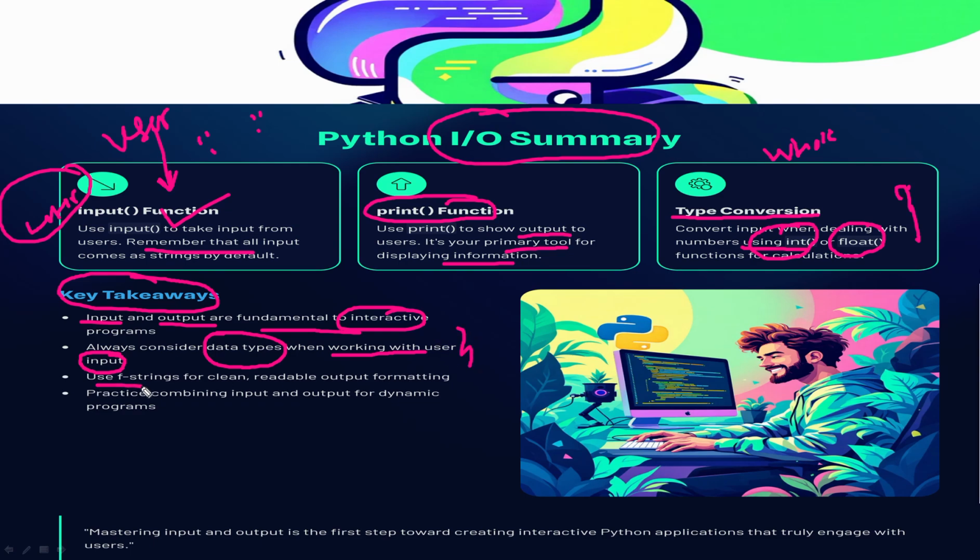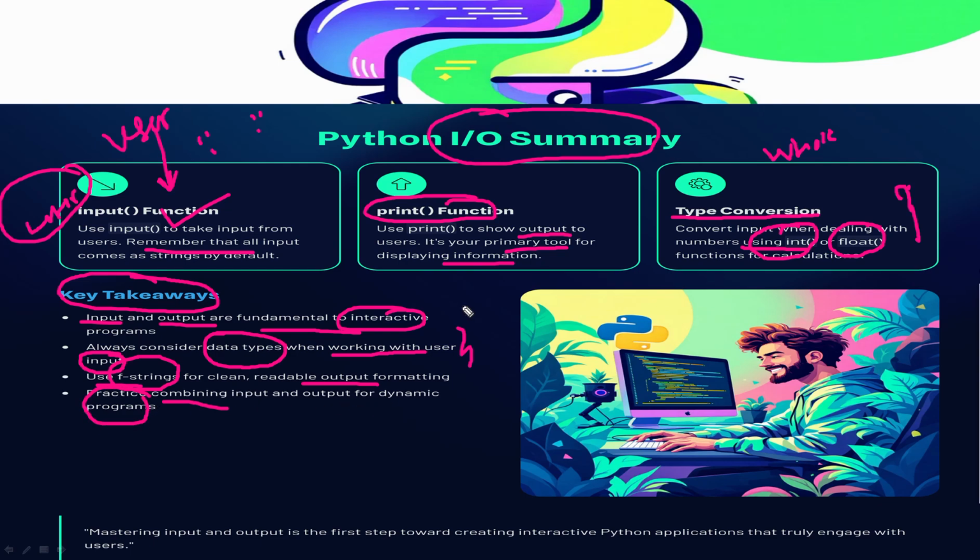Then use f strings for clean, readable output formatting. The f string is one of the modern techniques. We are using f strings for clean and readable output formatting. This is one of the modern string operators. Then practice combining input and output for dynamic programs. When we practice, we combine both input and output for dynamic programs.